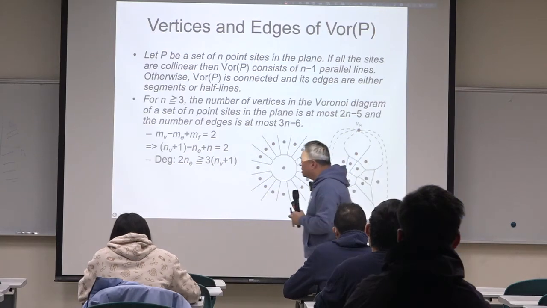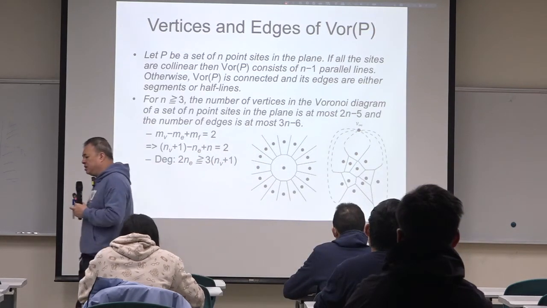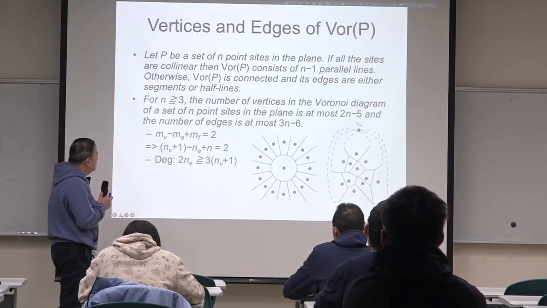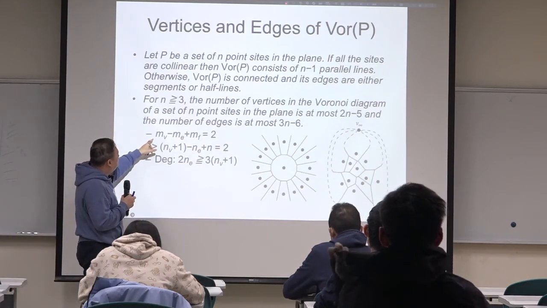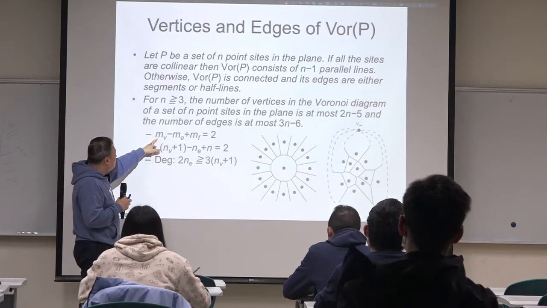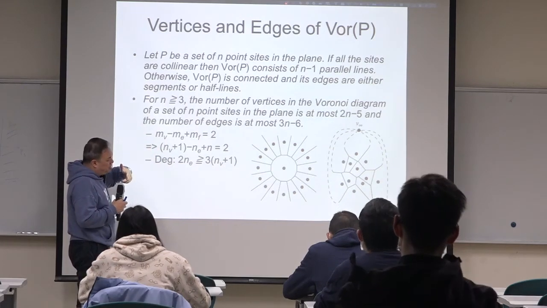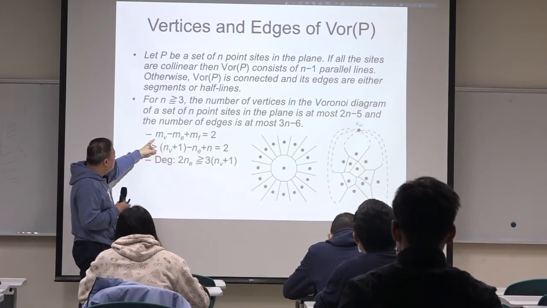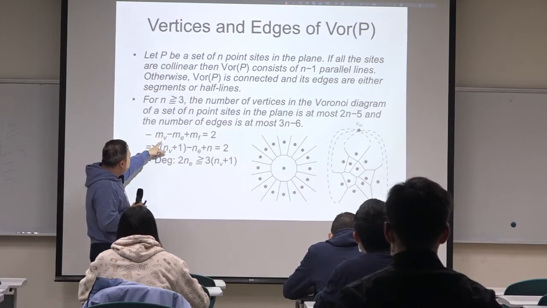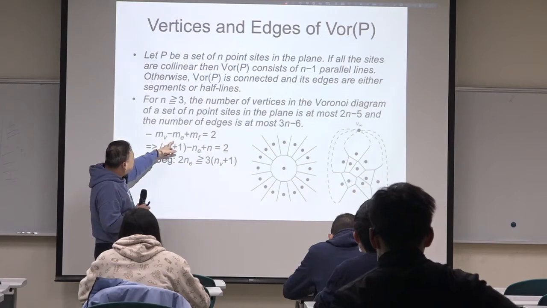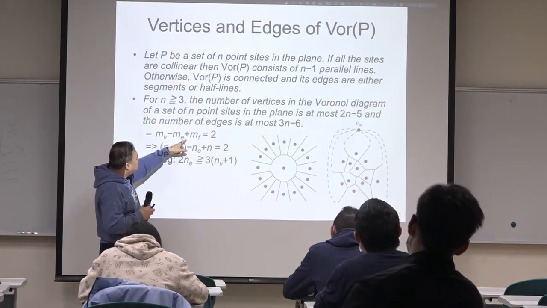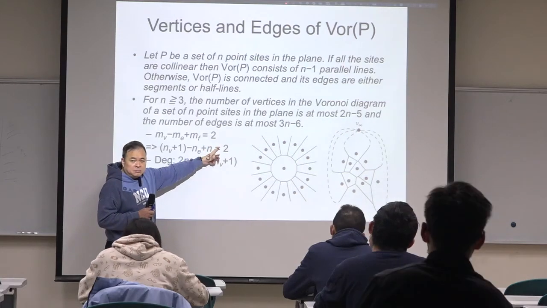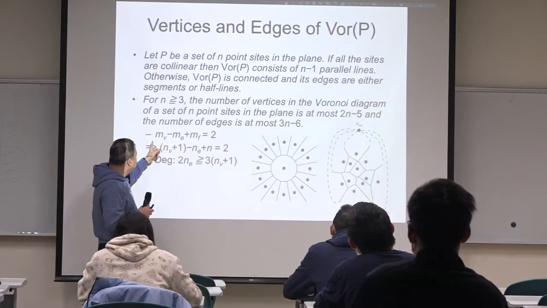We know the Euler formula gives us this, right? For a general planar graph, the number of vertices minus the number of edges plus the number of faces will be 2. So this is what the Euler formula gave us.